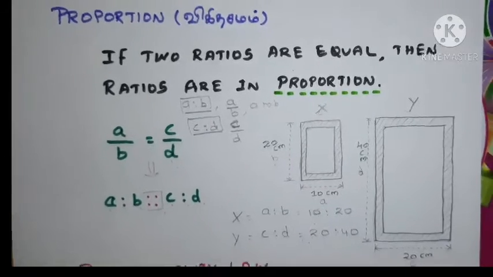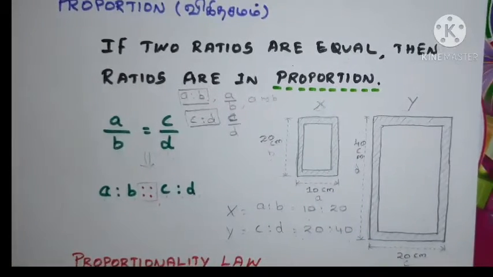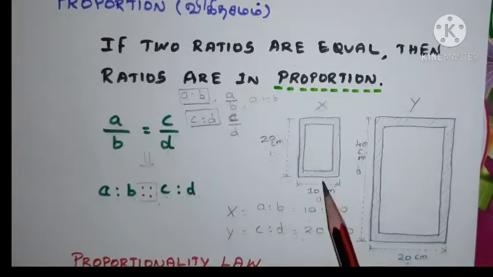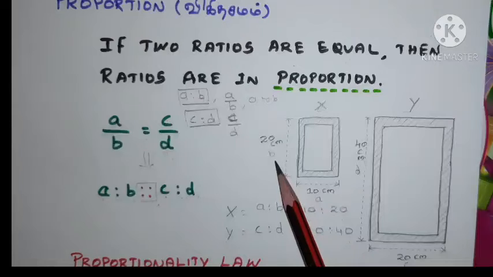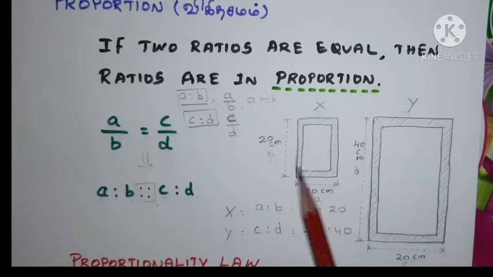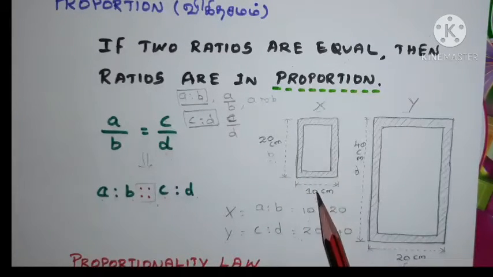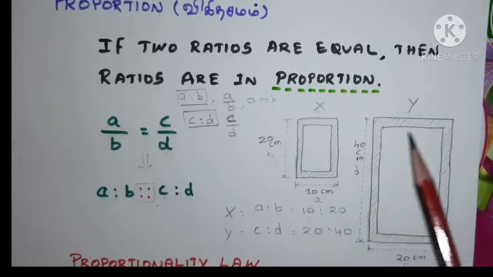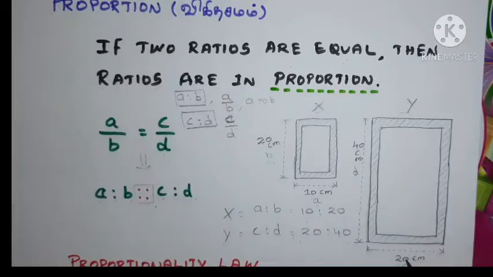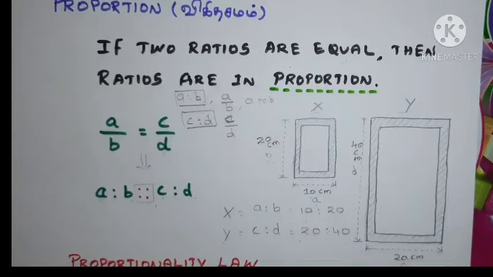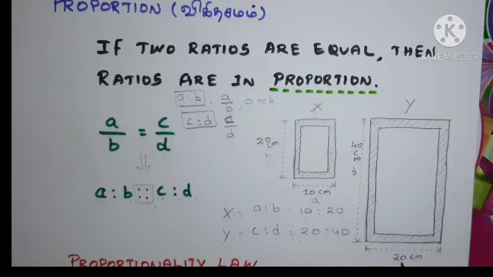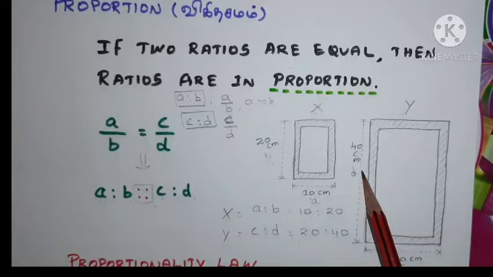For an example, we'll take two frames, right, called X and Y. For frame X, we have two dimensions called width and height. So width I have taken as A, height I have taken as B. So width is 10 centimeter and height is 20 centimeter. Same like for frame Y, we have two dimensions called width and height, where I have taken width as C and height as D, where the value is 20 centimeter for C and 40 centimeter for D.